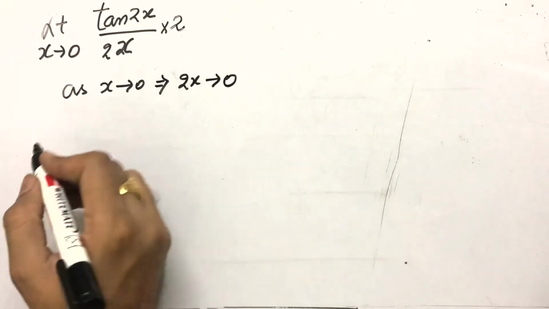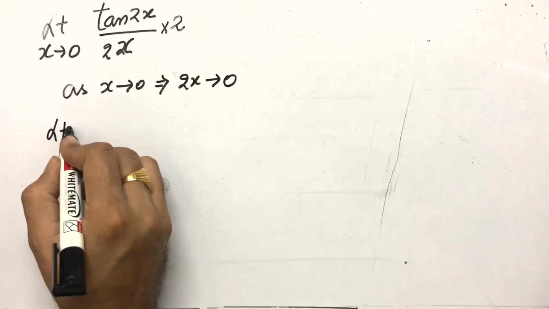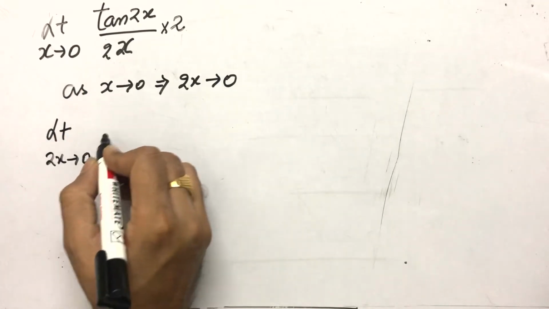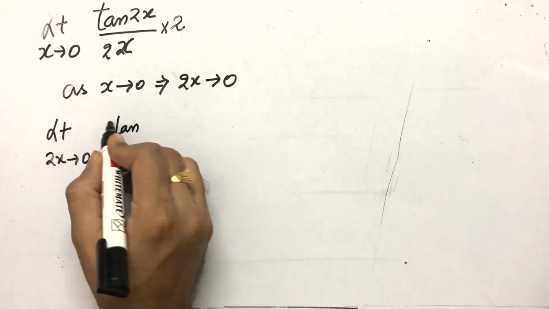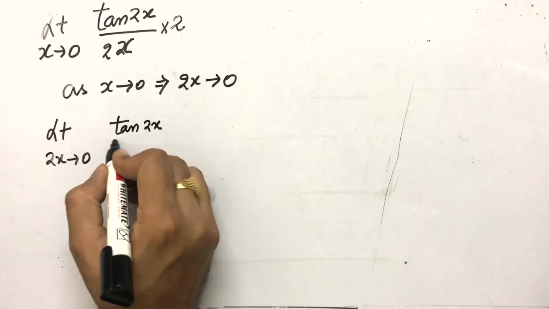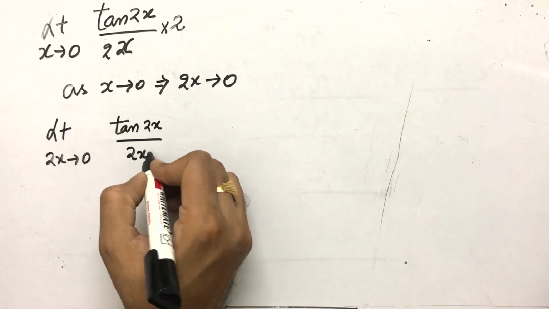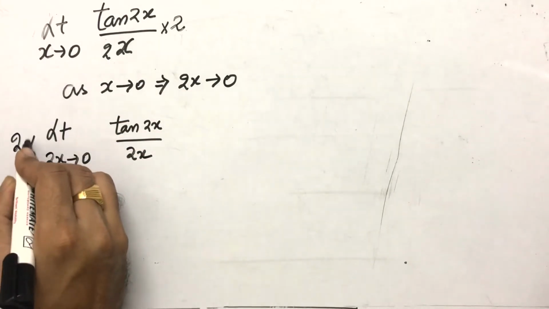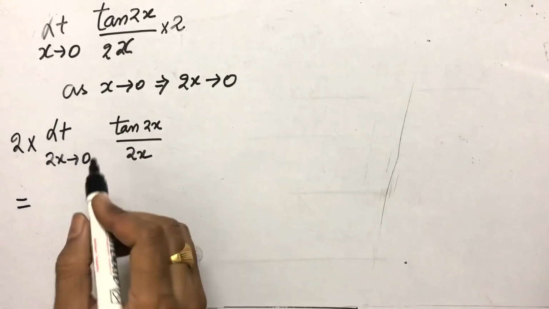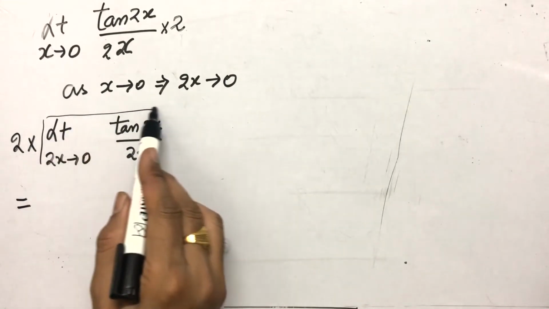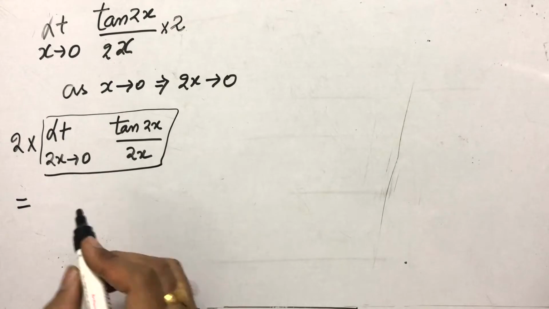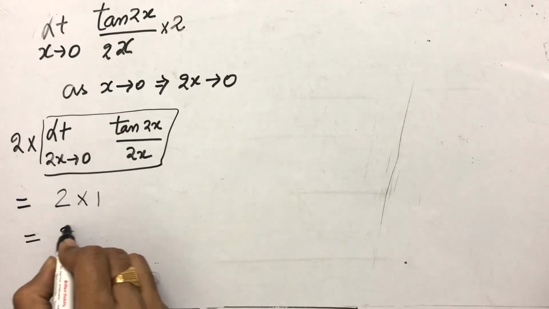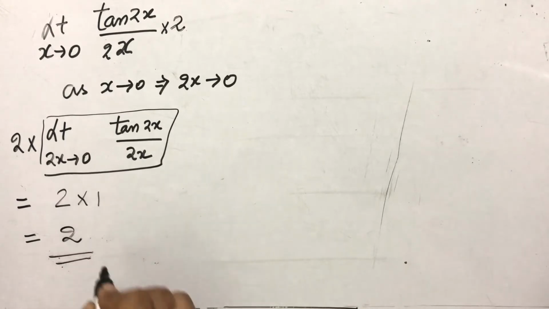So using this basics, the above limit can be written as limit 2x tends to 0 tan of 2x divided by 2x. And we know a scalar can be written outside, 2 into this. So which further is equal to, as from the formula, this is equal to 1. And the answer is 2.